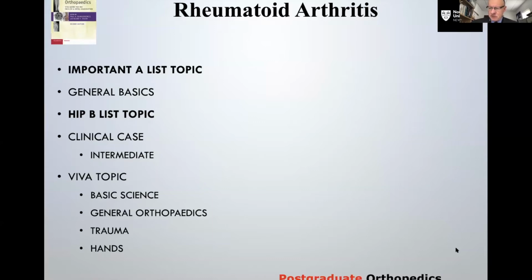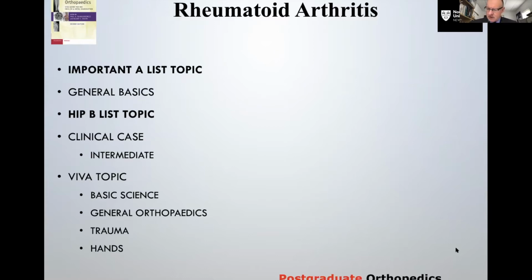This is by far the most important part of rheumatoid arthritis, as this discussion cuts across so many parts of the FRCS Orth exam, whether it's clinicals or viva, a clinical case of rheumatoid hand, rheumatoid foot and ankle, rheumatoid shoulder. You'll always get something about the general management of the condition and what causes it. Also in the viva, it again cuts across many viva tables.